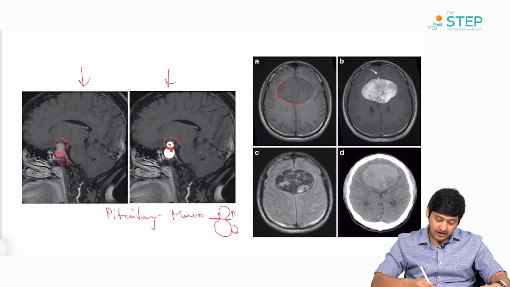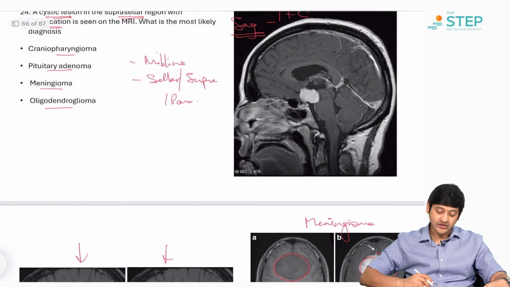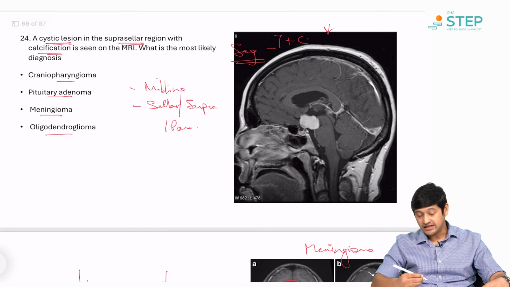Here you have a large lesion which is enhancing homogeneously, appearing hyperdense on CT and showing relative heterointense signal on T2 FLAIR images. This is a meningioma. Okay, it's a large meningioma in the midline. This has been given because our topic of interest is a midline lesion.